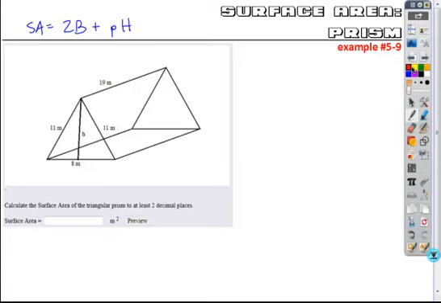Working through this, the first thing you need to do is figure out what type of solid you're dealing with. You have two triangles that are parallel and congruent to each other. They're not faces, lateral faces, they're the bases. So this is a prism with triangular bases.